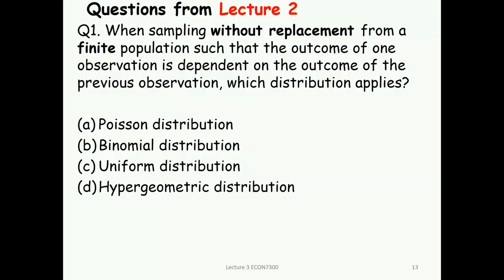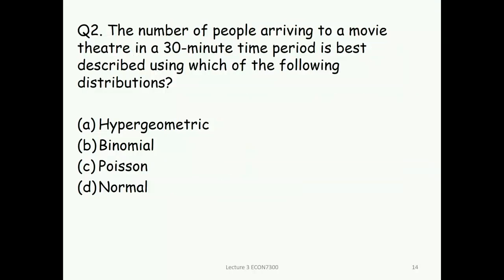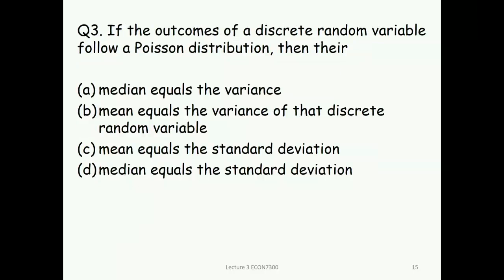Yeah, D, hypergeometric distribution. Good. The number of people arriving at a movie theater in a 30-minute time period, which one is that? This is Poisson, because it is about counting people, 1, 2, but in a given period of time. This is Poisson. Let's go to the third.